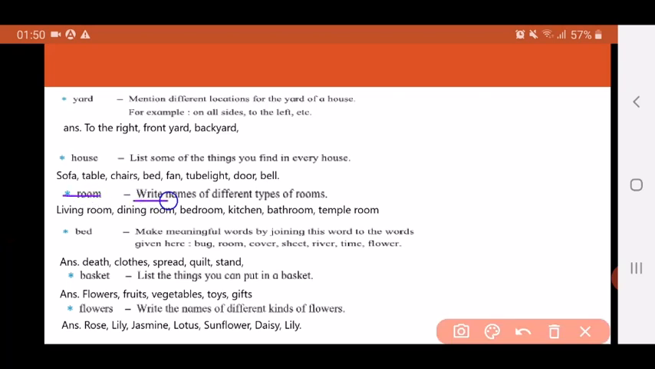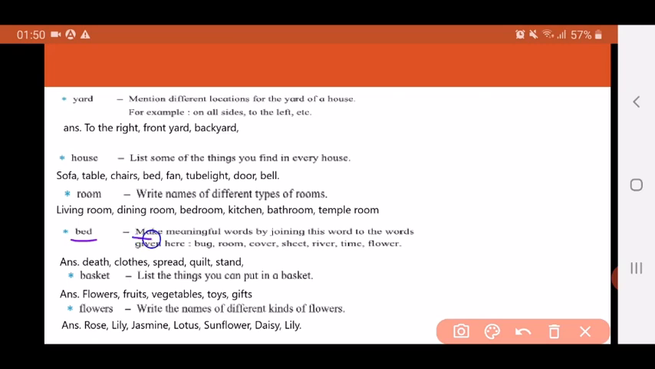Room. Write the names of different types of rooms in houses. Living room, dining room, bedroom, kitchen, bathroom. Some people also have a temple room in their house.